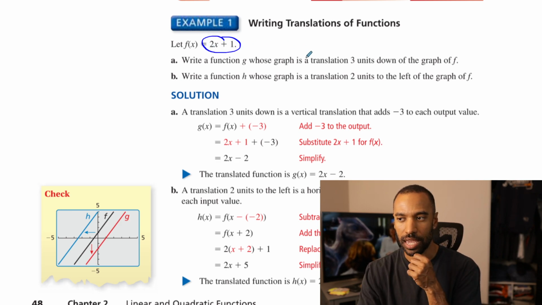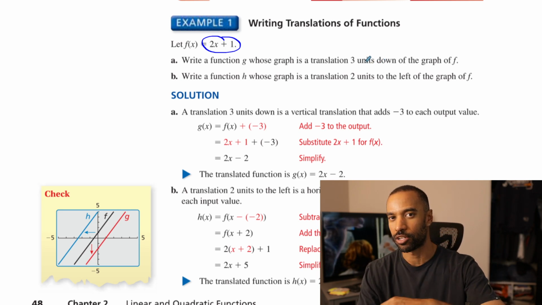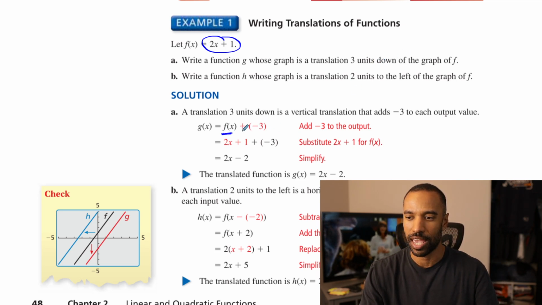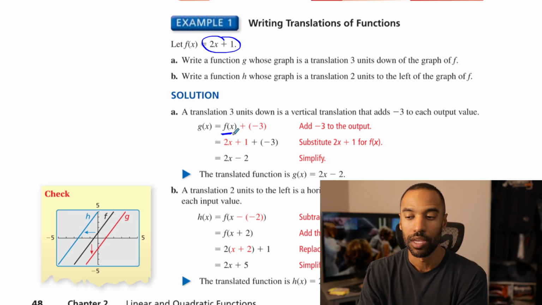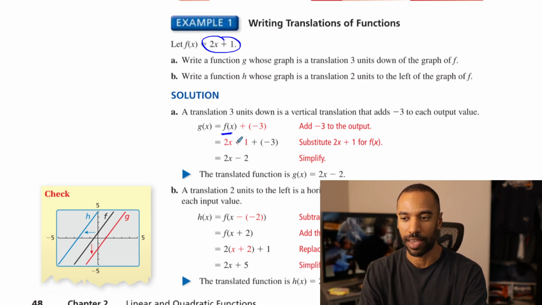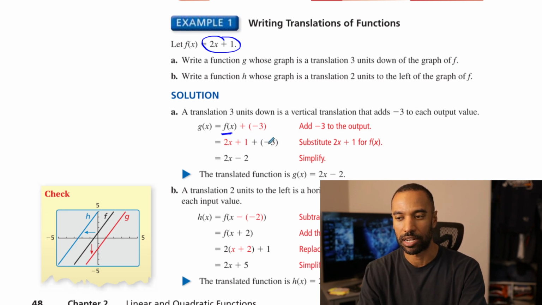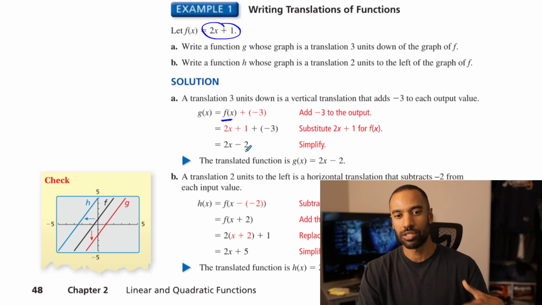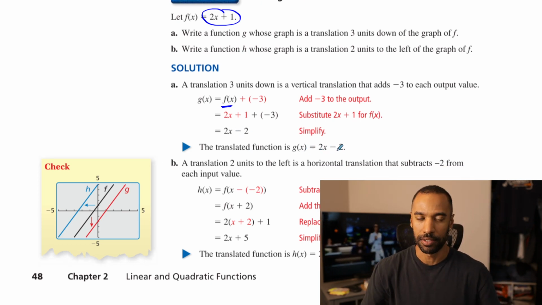Remember, our function is this. But what we're going to do is take our function and go 3 units down. That means we're going to subtract 3 from our function. So we're going to take whatever the function is and, well, they say add. We're going to add negative 3. We're going to subtract 3. So here it is, 2x plus 1. They're substituting that for f of x. And we're going to do 2x plus 1 minus 3. So you combine like terms. What's 1 minus 3? It's negative 2. And here's the new equation, g of x, 2x minus 2. It's simplified.